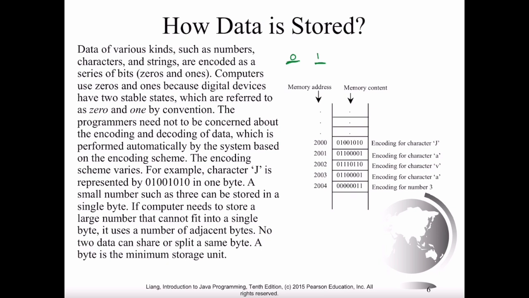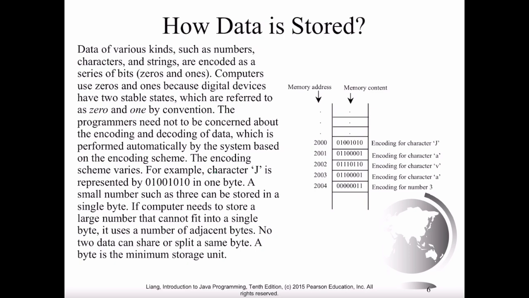For example, us as humans, we might understand a specific language. How is data stored? There are different types of data in a computer, such as numbers, characters, and strings, and all these are encoded in a computer using zeros and ones. 0 represents off and 1 represents on. The computer comprehends only 0s and 1s because it's a digital device and it has only two stable states that it can understand.